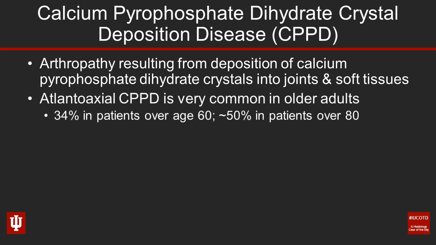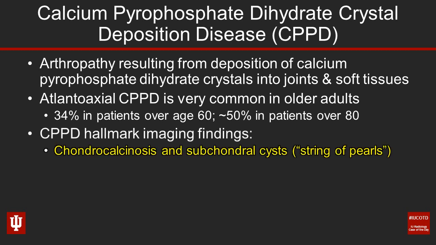And it's important to keep in mind that atlantoaxial CPPD is extremely common. It's estimated that it's present in about a third of patients over the age of 60, and by the time you hit age 80, it can be found in about 50% of patients. And really the hallmark imaging findings to keep in mind are chondrocalcinosis, as well as the commonly associated subchondral cysts, oftentimes in a so-called string of pearls configuration.